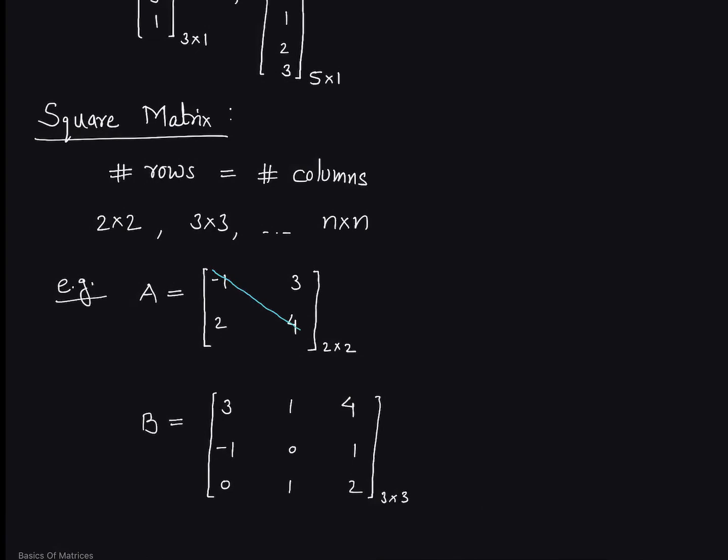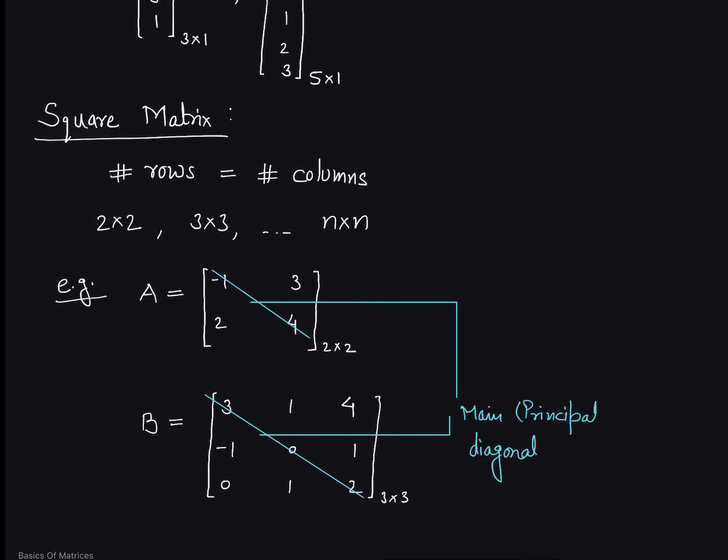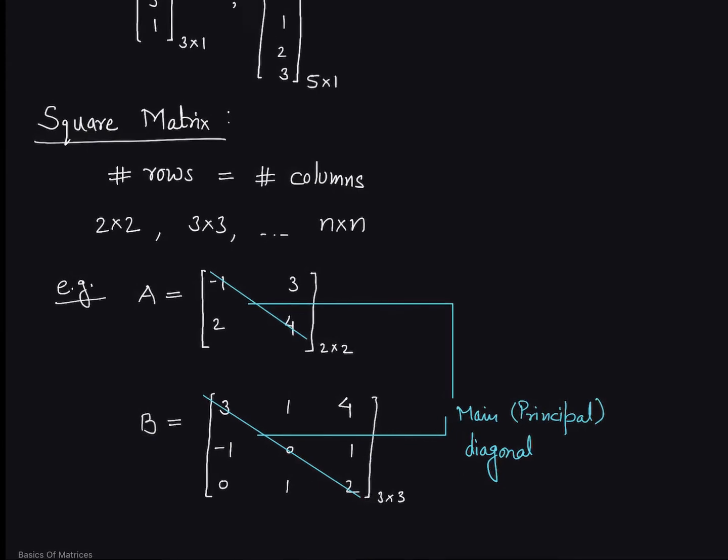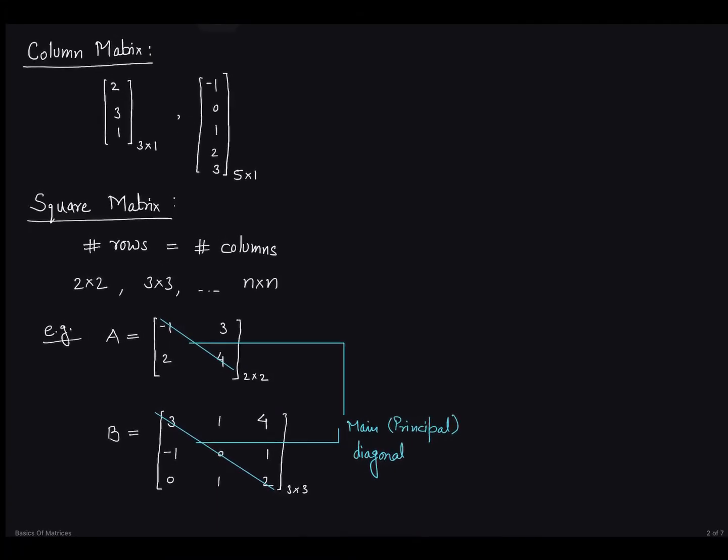So if you see, this is called the main diagonal entries, or sometimes it is called the principal diagonal. Keep it in mind that we talk about the principal diagonal when we have a square matrix, and the sum of the main diagonal entries is called the trace of the matrix.